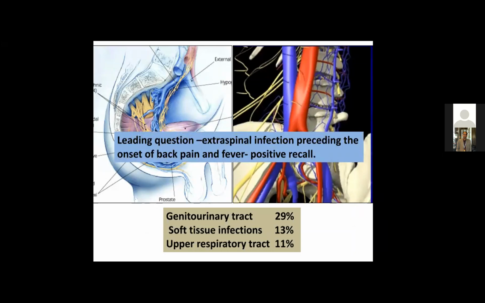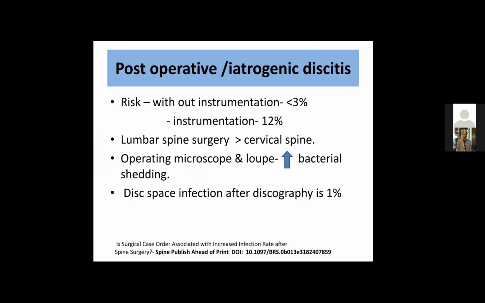Coming to post-operative iatrogenic discitis, the risk of postoperative infection without instrumentation is less than 3%. With instrumentation, it increases to 12%. The incidence of infection in lumbar spine surgery is higher compared to cervical spine. And whenever we use an operating microscope or loupe, theoretically there is an increased chance of infection because of increased bacterial shedding.